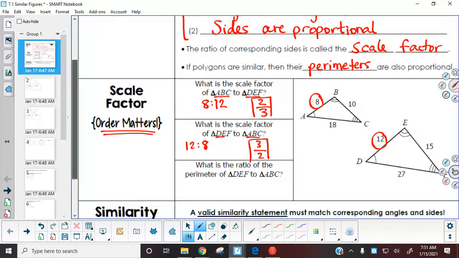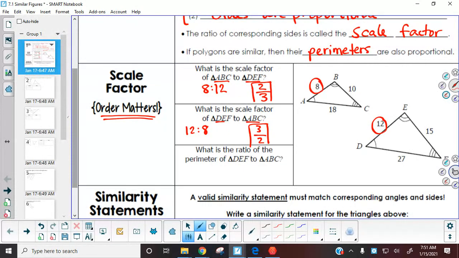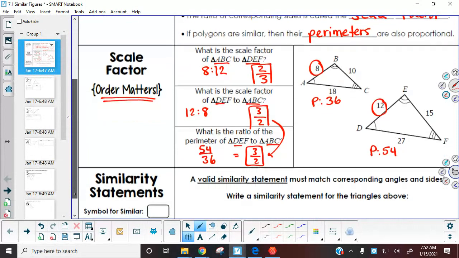Now, in terms of that last piece here, what's the ratio of the perimeter of DEF to ABC? 100%, you could absolutely find the perimeter of each to help you out. So for this one, the perimeter is 8 plus 18 plus 10, which gives us 36. For this one, your perimeter is 12 plus 15 plus 27, which gets us 54. Now the thing is, your order 100% matters, so you would do 54 to 36, but again, that simplifies to 3/2. And so the perimeter matches up with that scale factor. It's still going to be proportional.